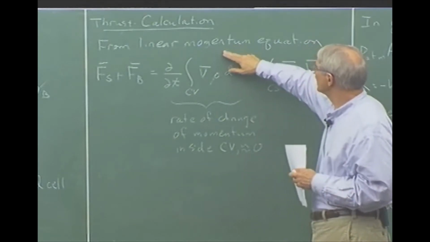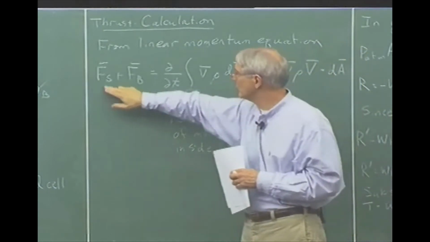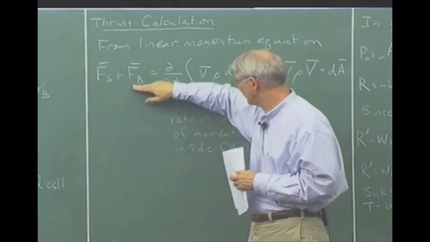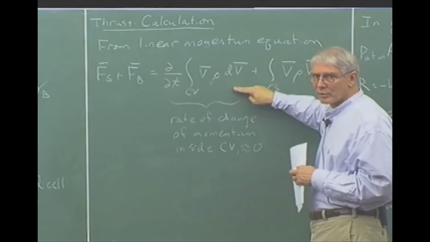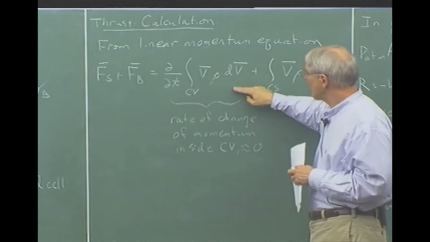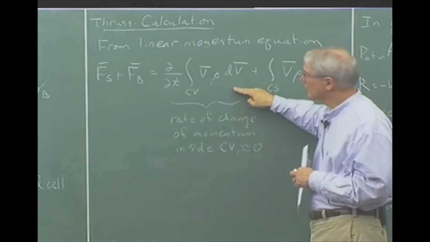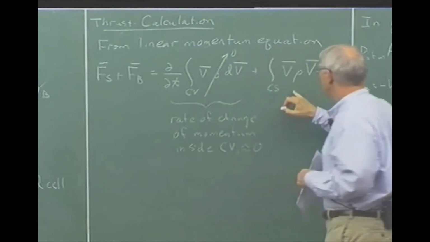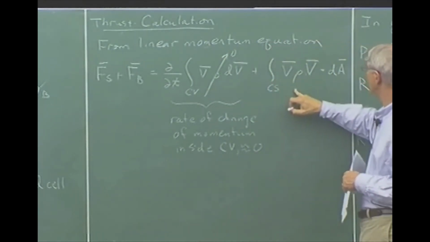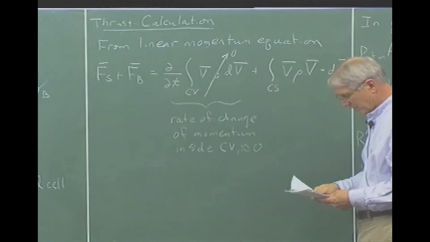Okay, from the linear momentum equation, we have this equation here. We have the sum of the forces, we have surface forces and body forces. We have the rate of change of momentum inside our control volume, and we're going to say that it's steady flow, or that it's not changing very much compared to all our other terms, and this is approximately equal to 0. Plus this term here, well, if we integrate that, that ends up being our momentum flux.